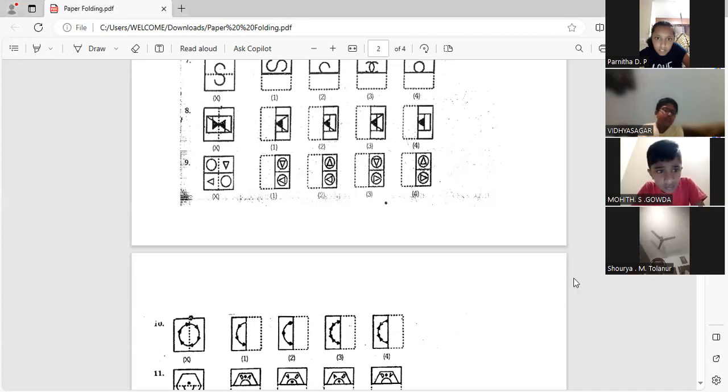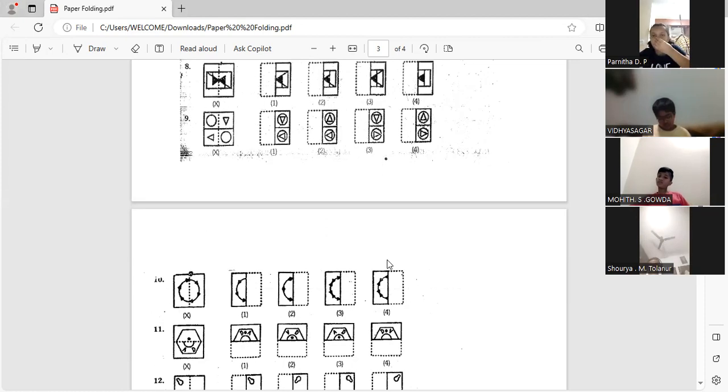Your voice is breaking. I think you are having a network issue. How first one? If you fold the paper, the triangle should go downward. Okay, the triangle should go to this side. Then only if you open the paper, this right hand part will come to the left hand part, right? Not only the same part, like right hand will be there. That's why third will be the correct answer. Okay, now everyone do question number 10 and 11.